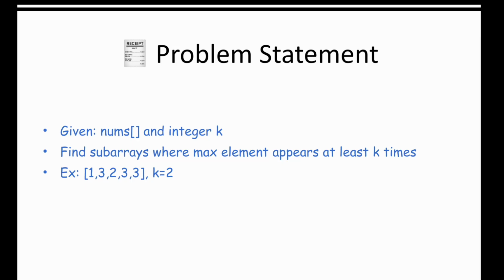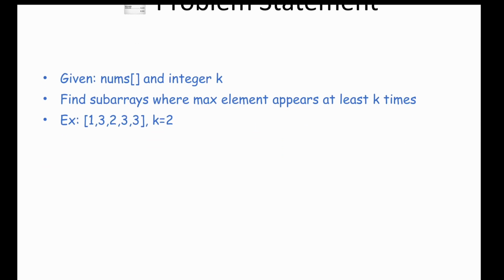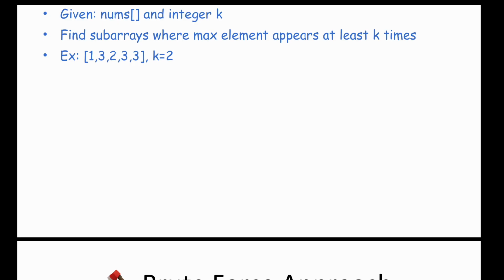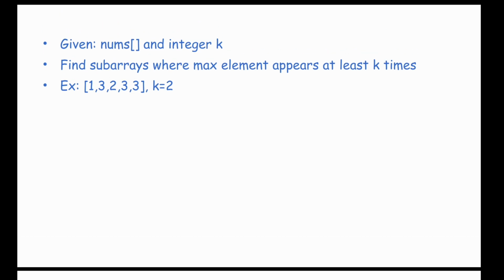Here's the problem statement where you have been given a nums array and an integer k. Now you gotta find all those subarrays and return the count of all those subarrays which consist of the max element at least k times. Let's see the example. So here we have 1, 3, 2, 3 and 3. Now we gotta see how many subarrays we are getting where the max element, which is 3 over here, is appearing at least 2 times.